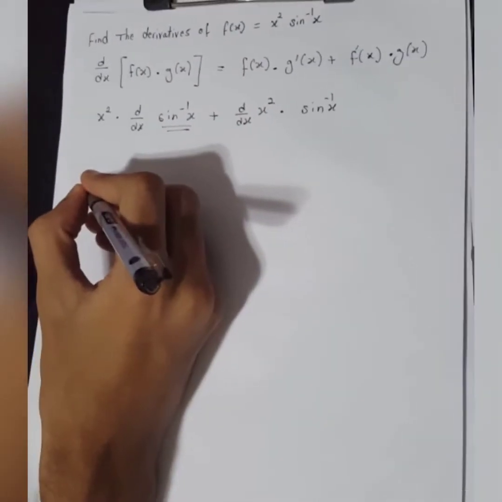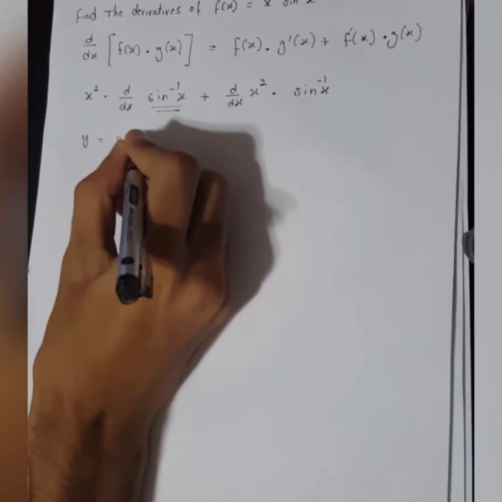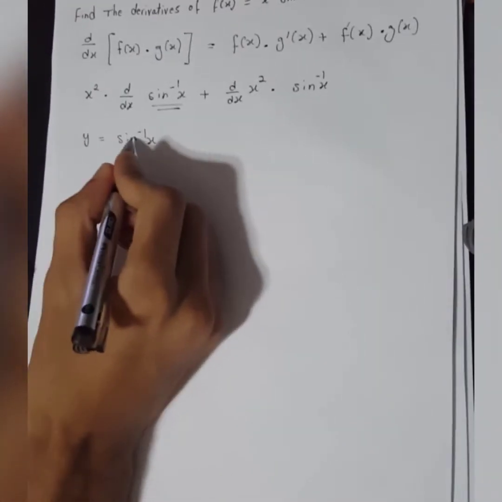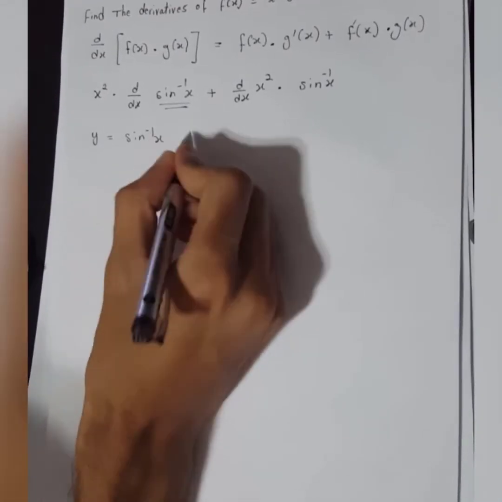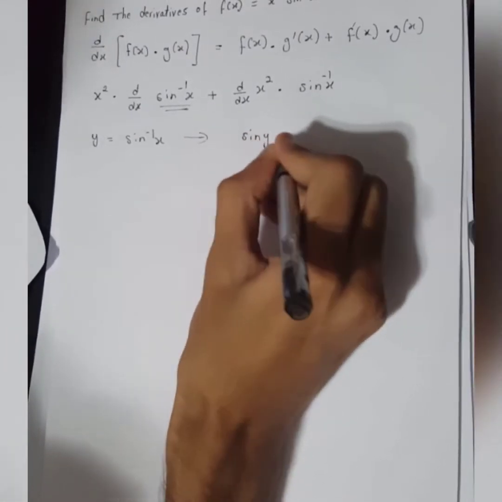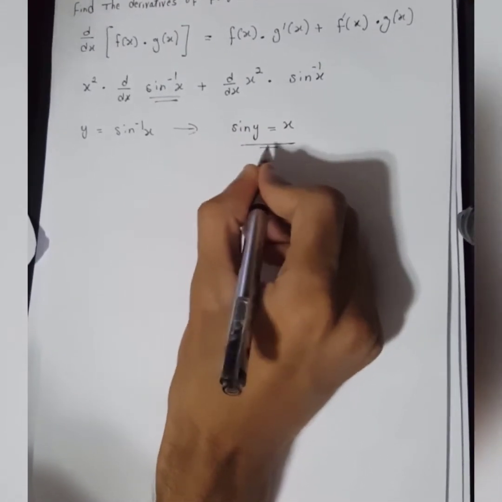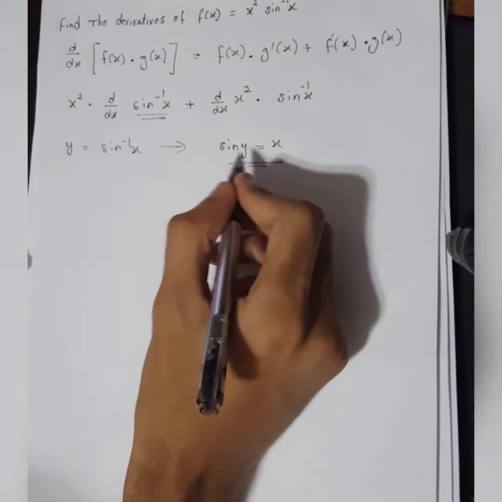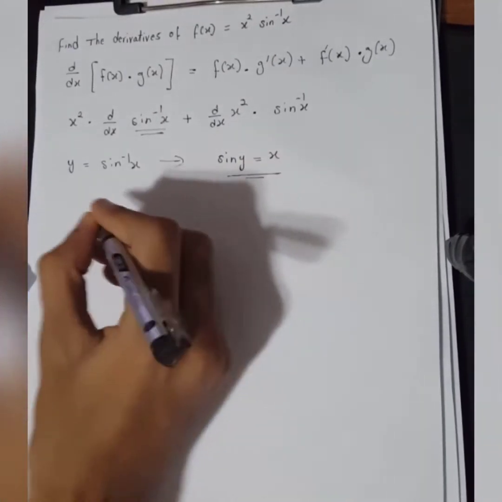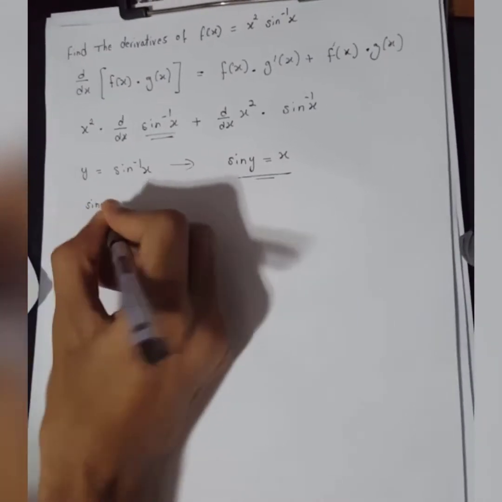We know that y is equal to inverse sine of x. So we will change the form of inverse sine to this form: sine y equal to x. In this kind of form, it's really easy to differentiate sine y equals x. So now we will apply implicit differentiation to sine y equal to x.